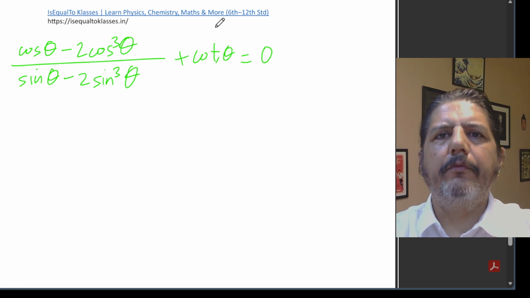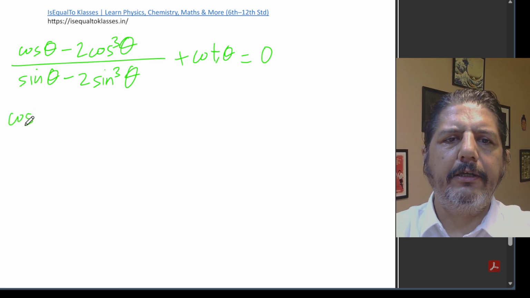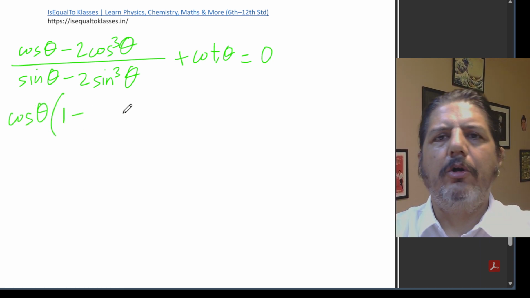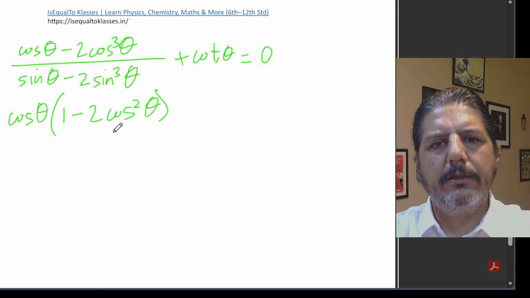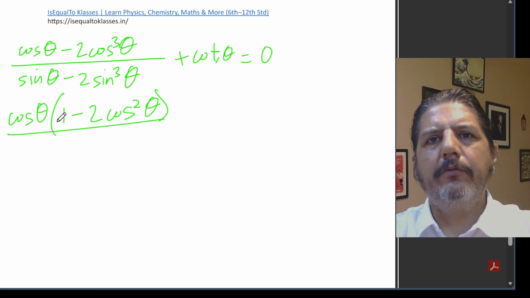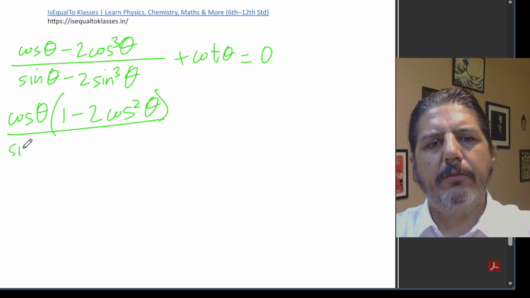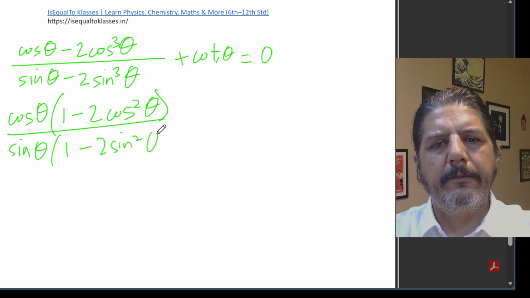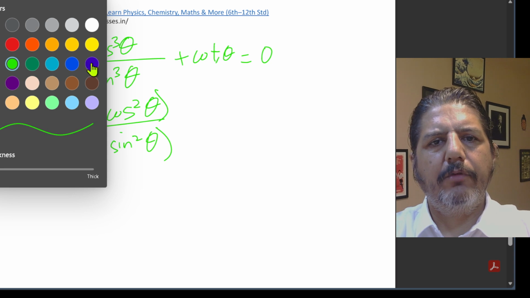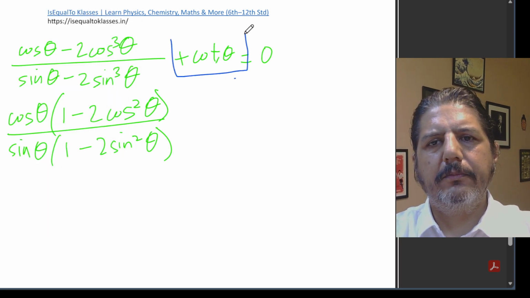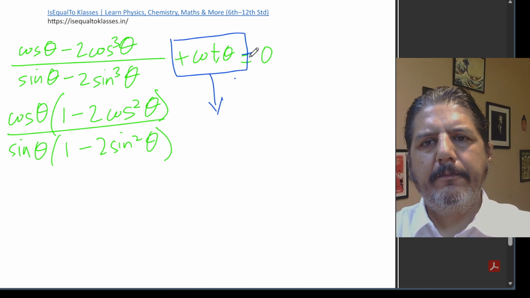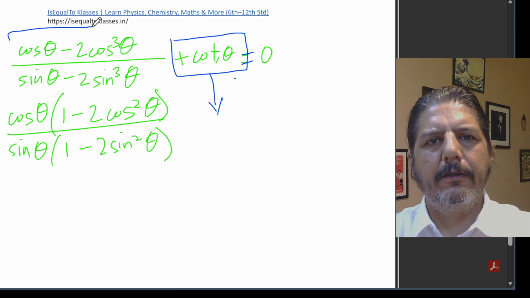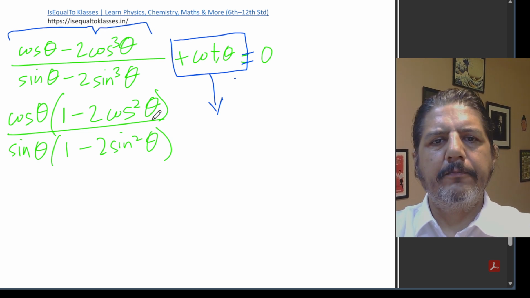Now, when I look at this question, it's pretty obvious that I need to take cos theta common from the numerator, so 1 minus 2 cos square theta, and from the denominator I'll be taking sin theta as common, sin theta upon 1 minus 2 sin square theta. For a while, I'll be ignoring the cot theta term. I'll be taking it after a while. I'll be focusing on this term only, the manipulation of this term only.